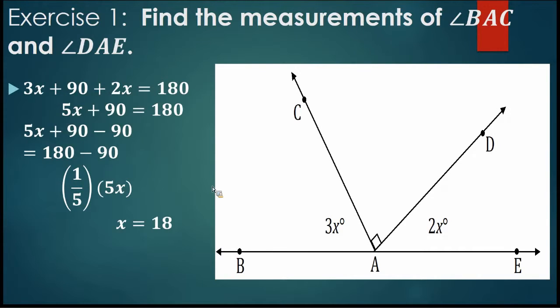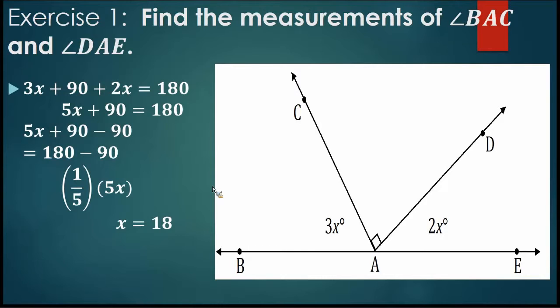So x equals 18. We're not done yet. We have to find the measurements of angle BAC and angle DAE by plugging in 18 for x into both expressions. So 3 times x, or 3 times 18, we get 54. 2 times x, 2 times 18, we get 36. So the measure of BAC is 54 degrees. The measure of DAE is 36 degrees.